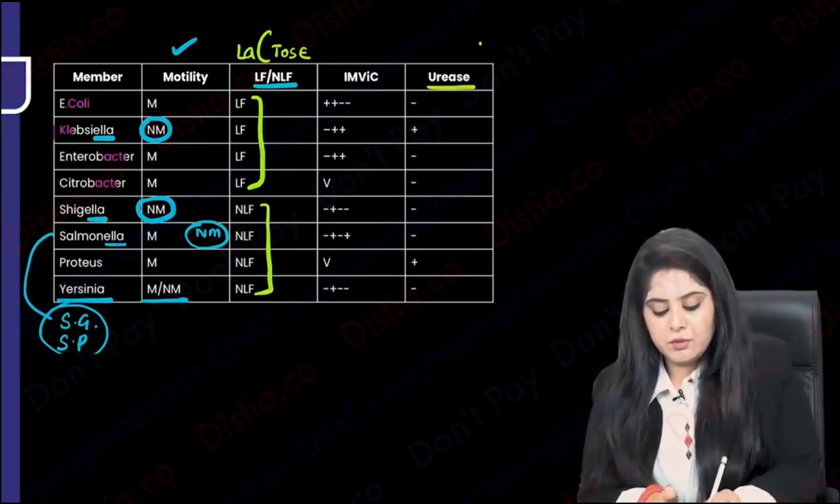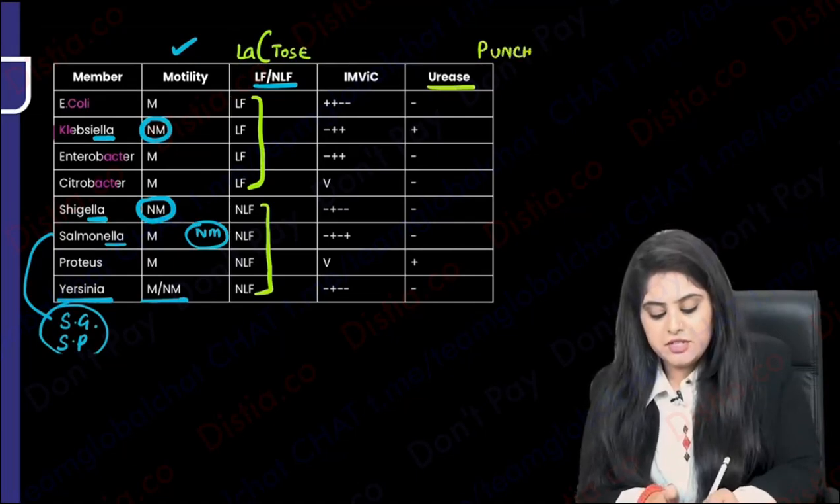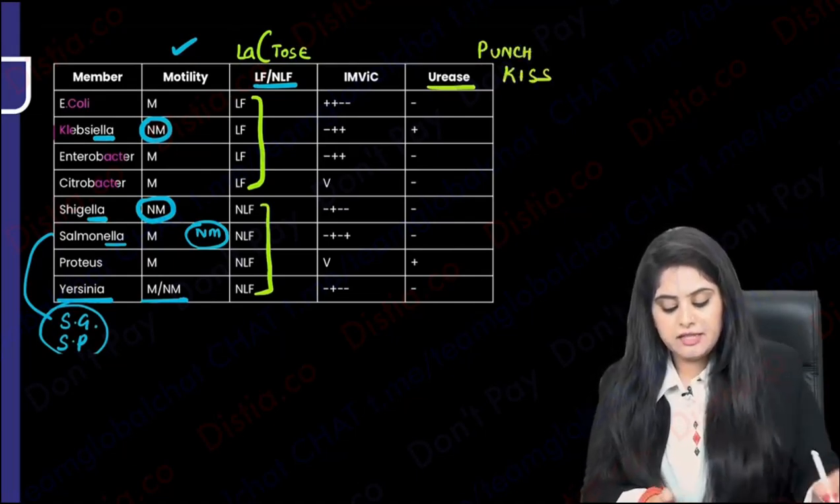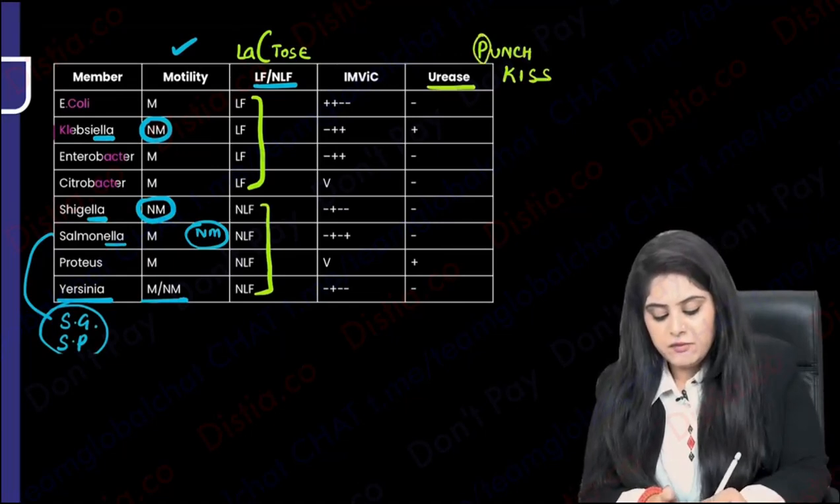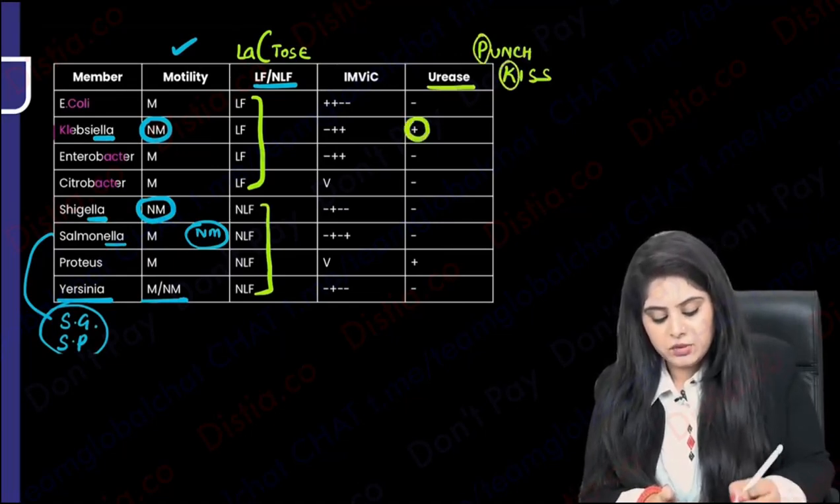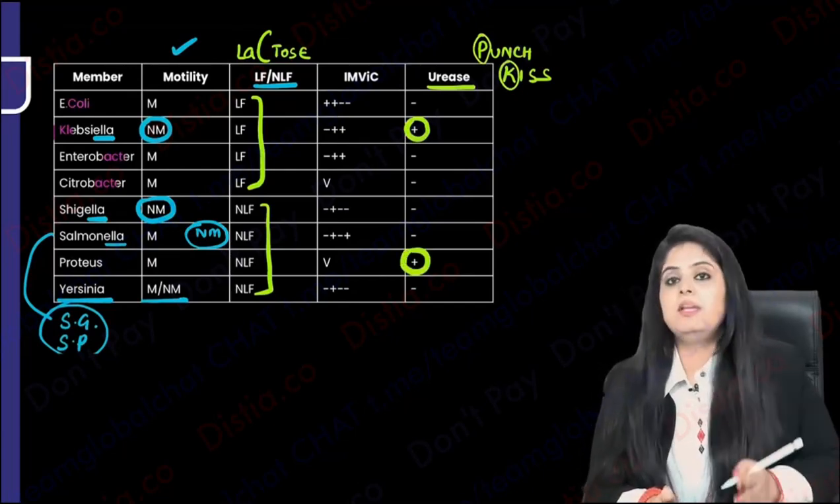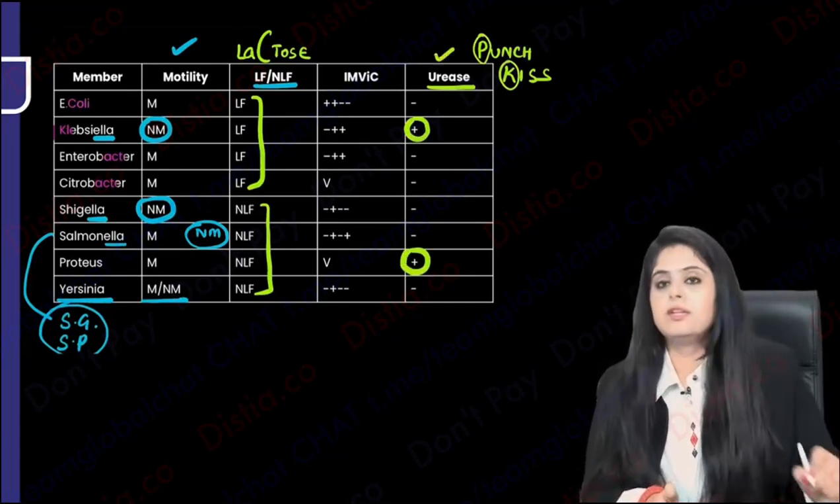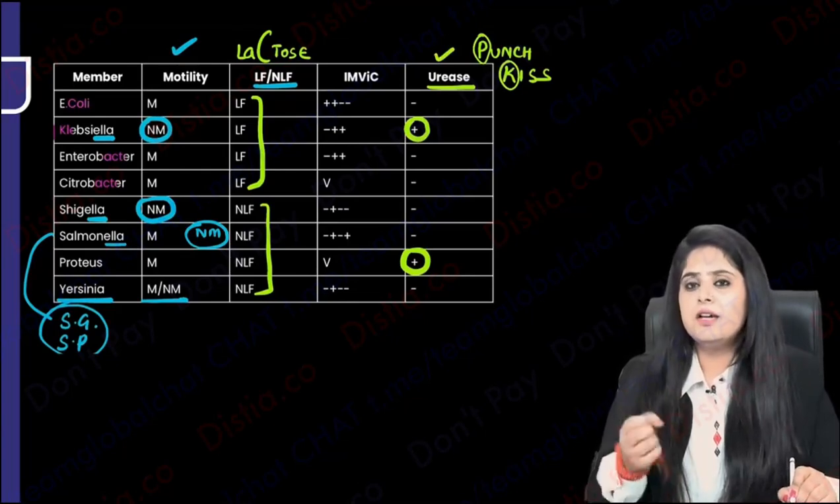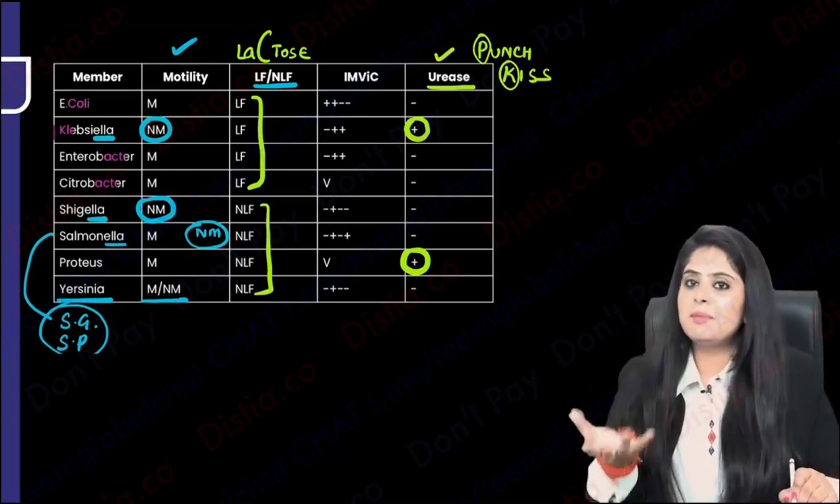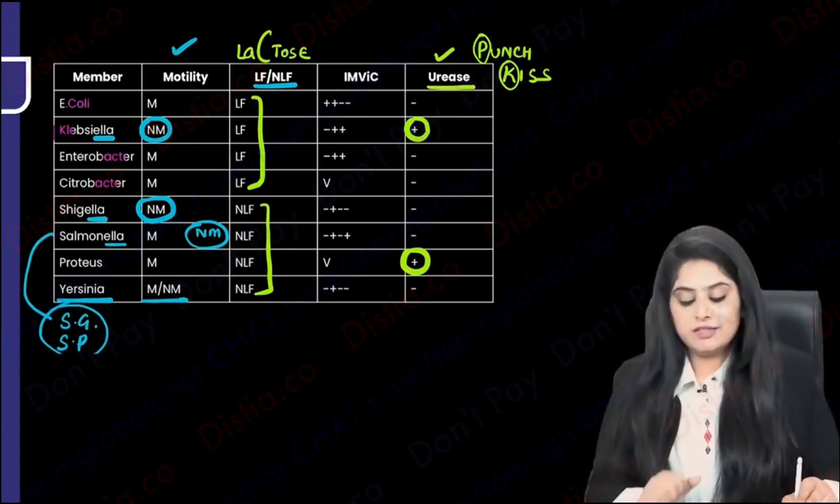Guys, urease: I gave you a mnemonic called punch kiss, which had everything, but the two organisms of this family were P for Proteus and K for Klebsiella. So Klebsiella and Proteus in this family are positive. So urease is also done. Remember, urease gives you a pink test. Punch se bhi pink hoge, kiss se bhi pink hoge. So that is going to be urease.